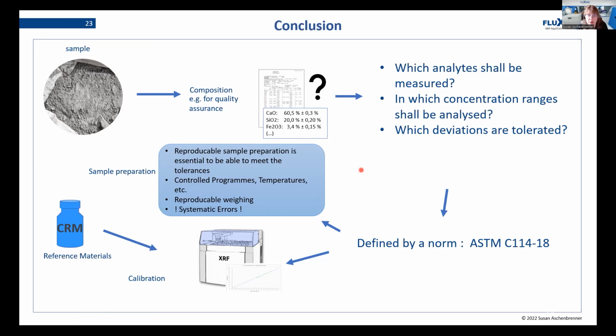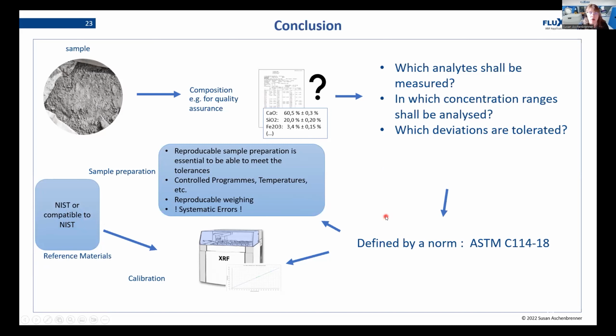So doing the best we can do, not overdoing it and taking a lot of time and effort there. Also something, I have to say it again, what people are forgetting a lot of times is that reproducible weighing is also very important. So check your balance, check if the people who are weighing know the tolerances they are allowed to weigh in, and so on, and get rid of systematic errors wherever you can, because then you will be able to meet these tolerances.